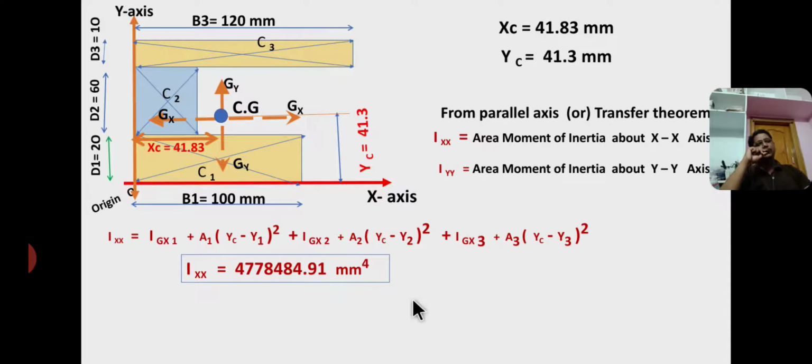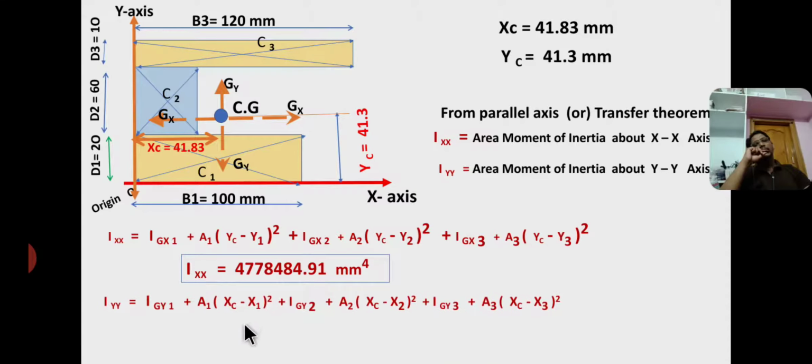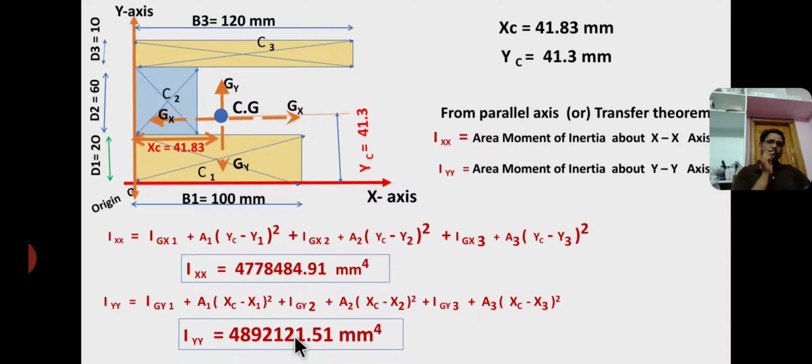Okay, distance power 4. Similarly, Iyy equal to Igy1 plus area 1 into (xc minus x1) whole square, plus Igy2 plus area 2 into (xc minus x2) whole square, plus Igy3 plus area 3 into (xc minus x3) whole square. Substitute all values in this equation, we will get the answer Iyy equal to 4892121.51 mm power 4. This is the final answer for the area moment of inertia of a C section.